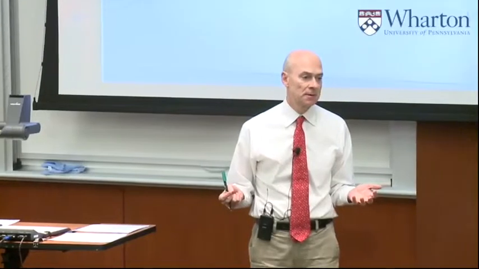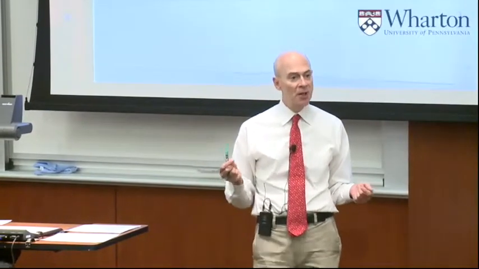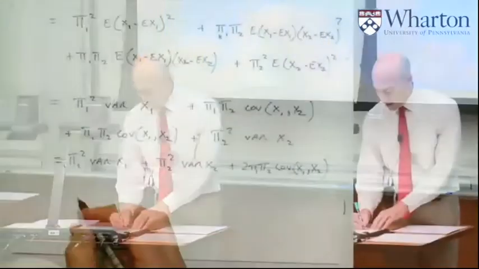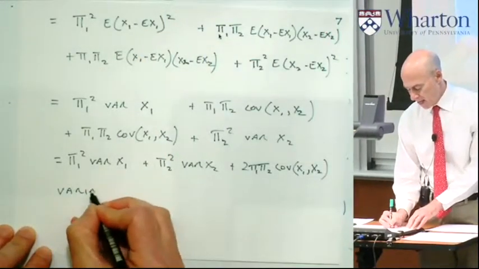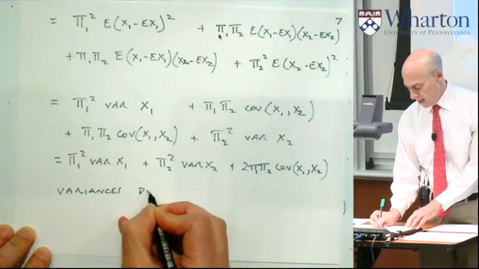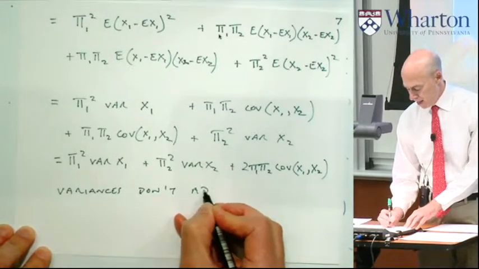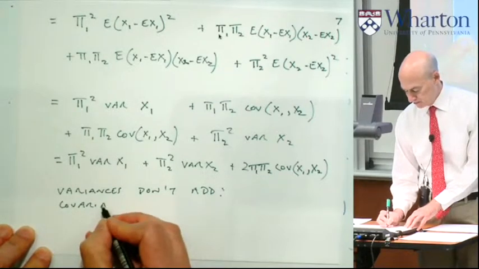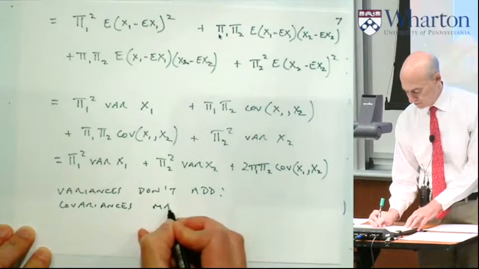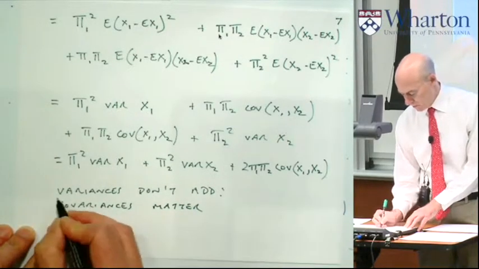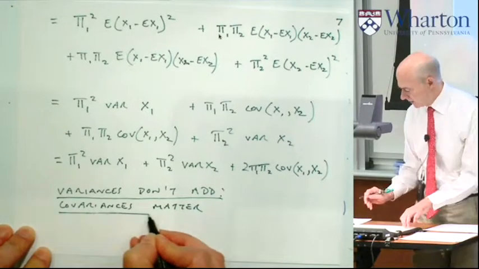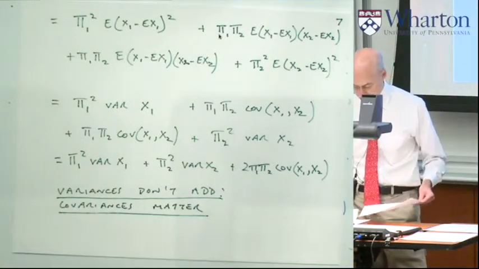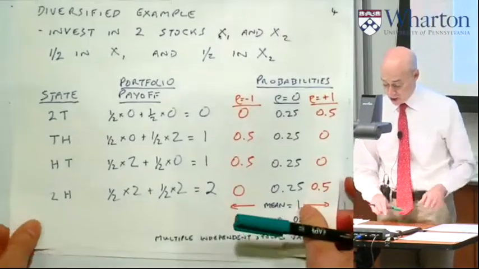So do variances add? No. What else have we got in there which really matters a lot? Covariances. So variances don't add. Covariances matter. And if you think back to our simple example with the coins, that's exactly what was going on.